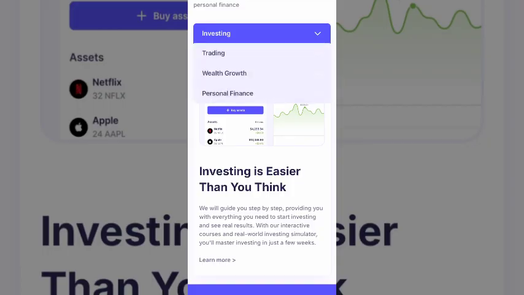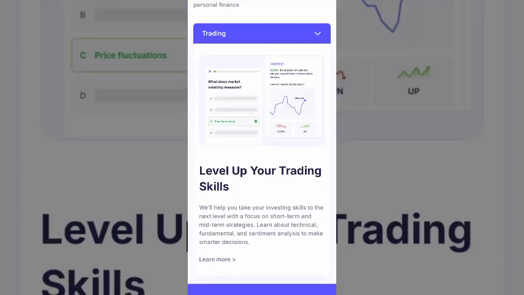However, keep in mind it's an educational tool, not a guarantee of trade success. The app emphasizes that it's for learning and practice.